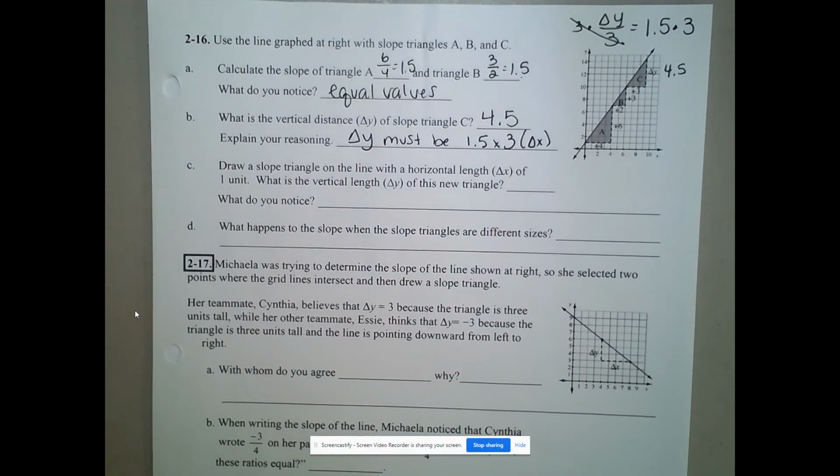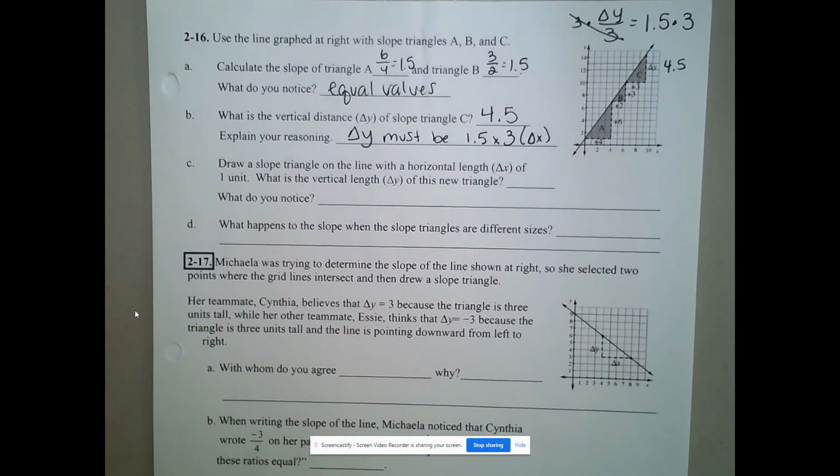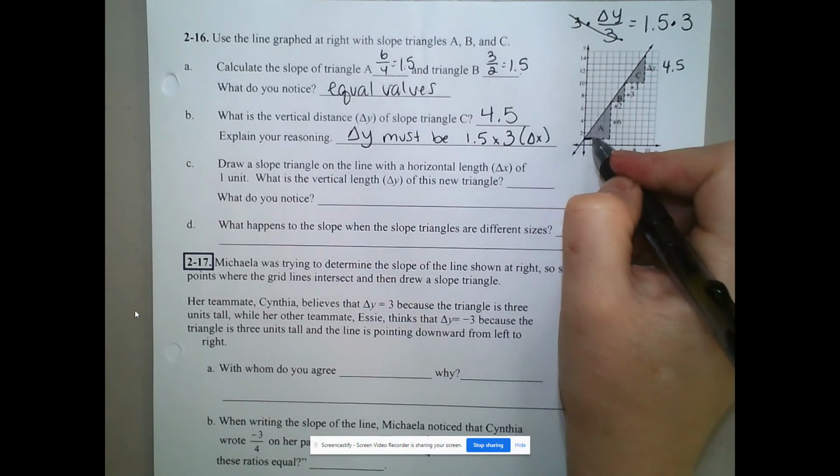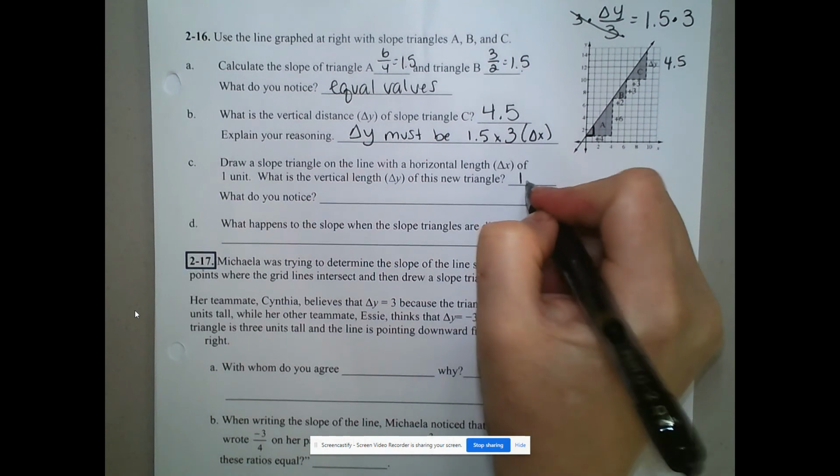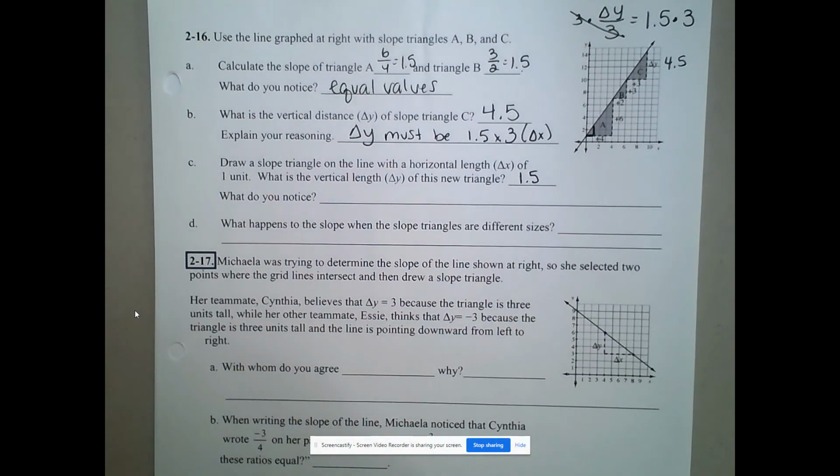Draw a slope triangle on the line with a horizontal length, delta x, of 1 unit. What is the vertical length? So if I only go over 1, I go up 1.5. And that's the whole point, that if I go over one figure, I go up 1.5 tiles. Draw a slope triangle with 1. What is the vertical length of this new triangle? 1.5. What do you notice?